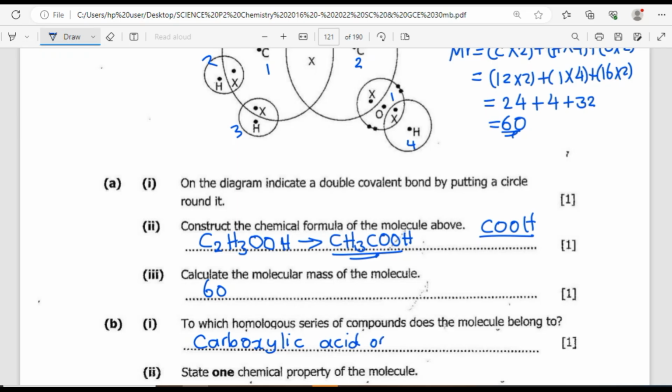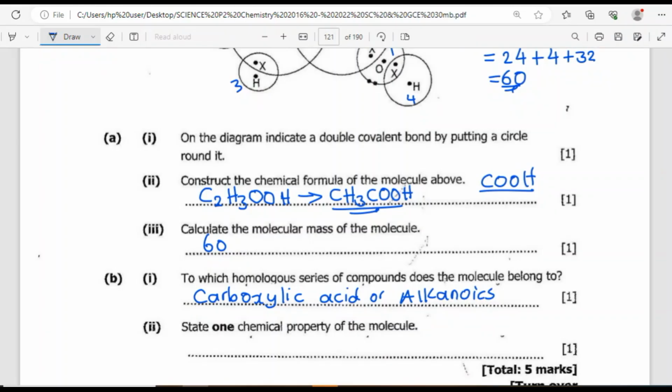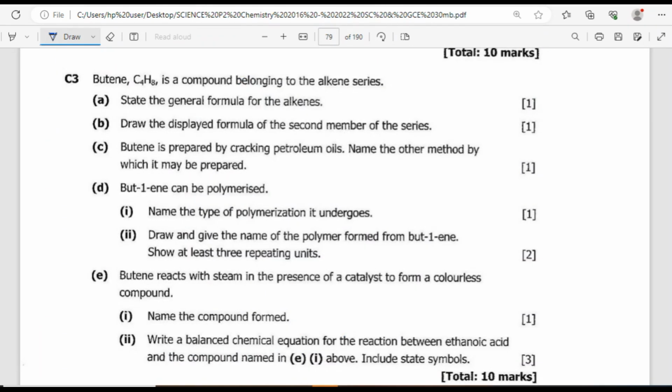Or sometimes they have their organic name, they are known as alkanoics. Then state one property of the molecule. So we can just say it tastes sour because of the acidity. Okay, so we have another question.